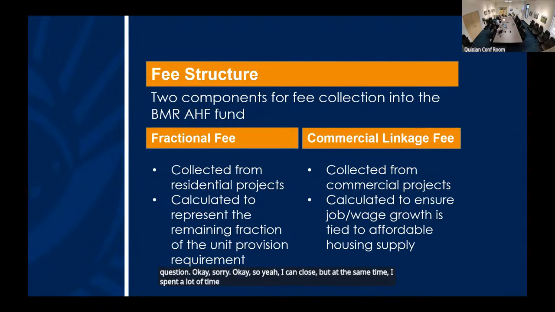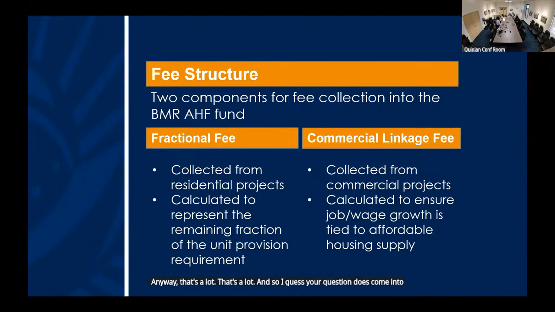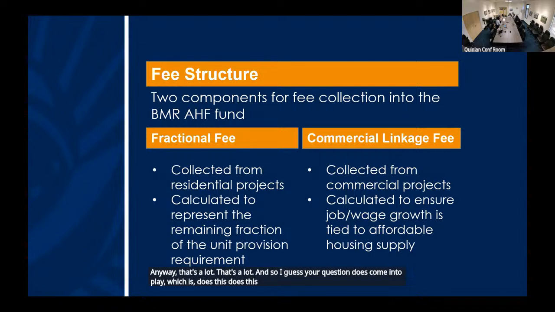Our goals right now, under HE 2.3.3 that you mentioned, that's 200 below market rate units over 8 years. And the next one, 2.3.9, facilitate the development of 500 units in that time period, I assume. That's a lot. And so I guess your question does come into play, which is, does this suppress people coming in and saying they want to build here?